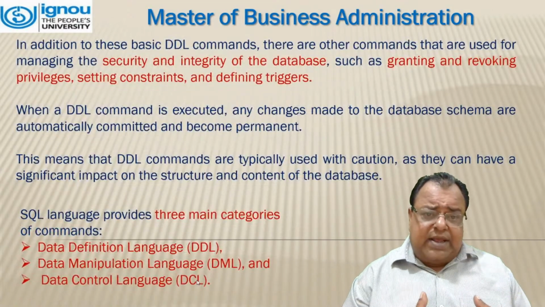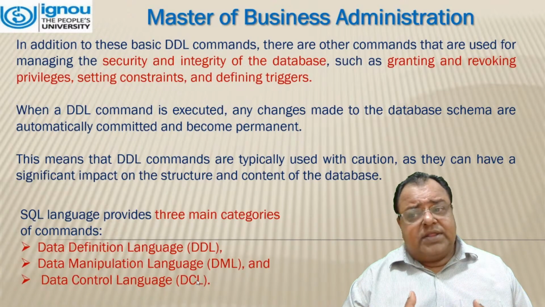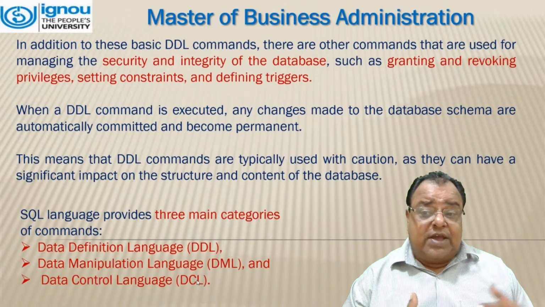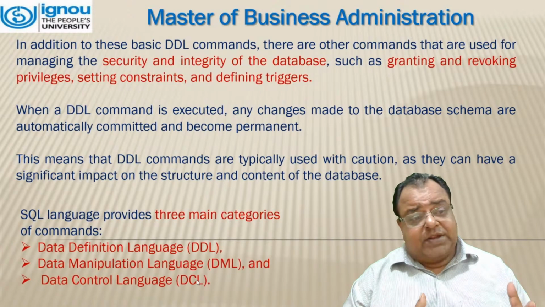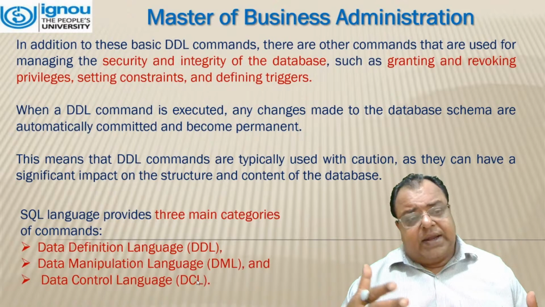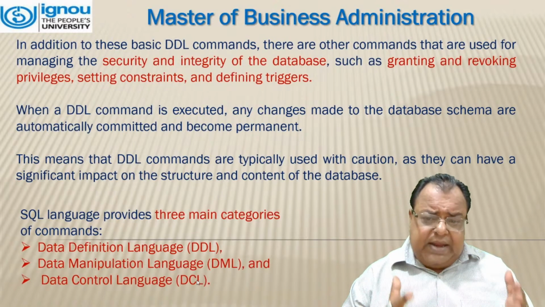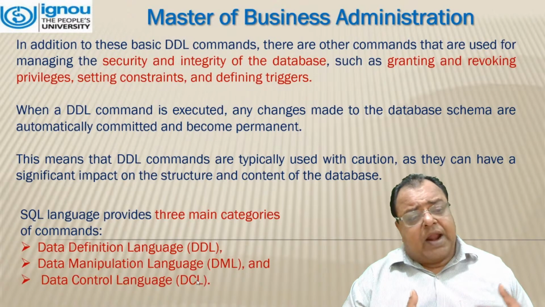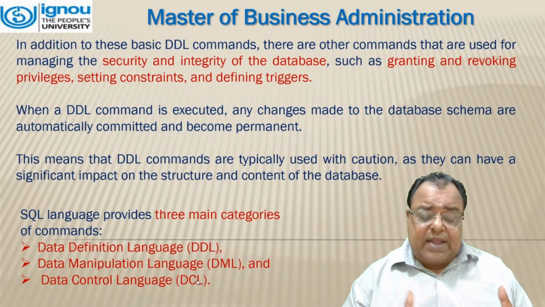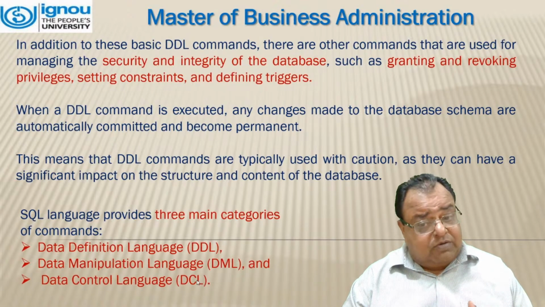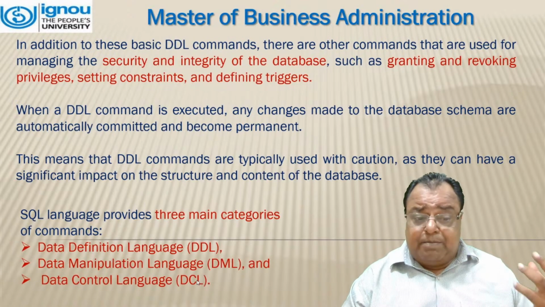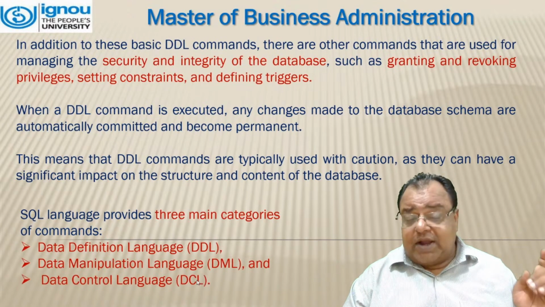In addition to these DDL commands, there are other commands that are used for managing the security and integrity of the database, such as granting and revoking privileges, setting constraints, and defining triggers. When a DDL command is executed, any changes made to the database schema are automatically committed and become permanent. This means that DDL commands are typically used with caution as they can have a significant impact on the structure and content of the database.